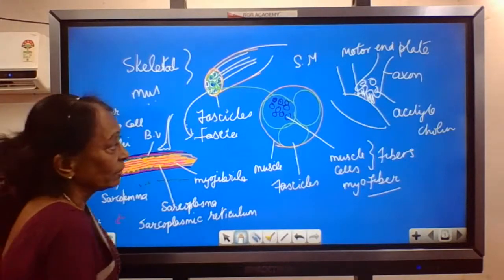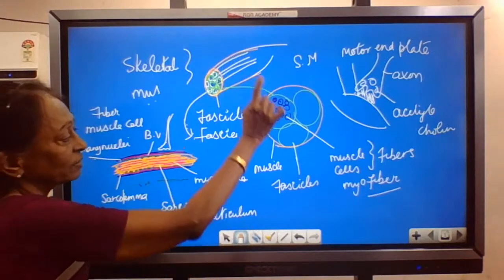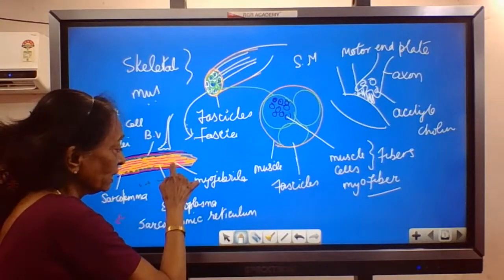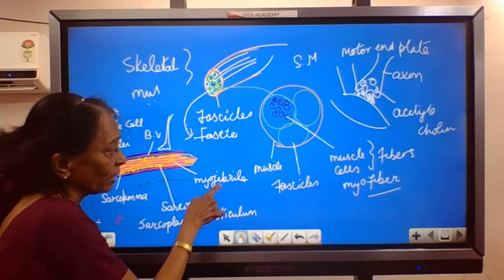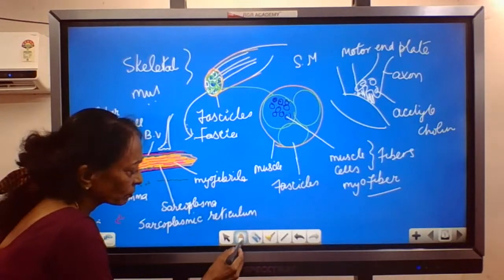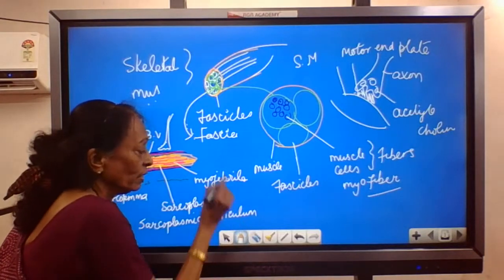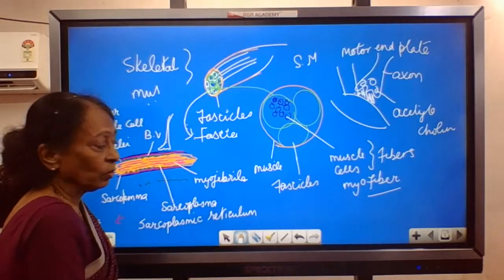This myofibril. Understood this? Muscle, fascicle, myofiber, cell. This is a single cell. Inside the cell, myofibril, fibril. Now each myofibril, okay?